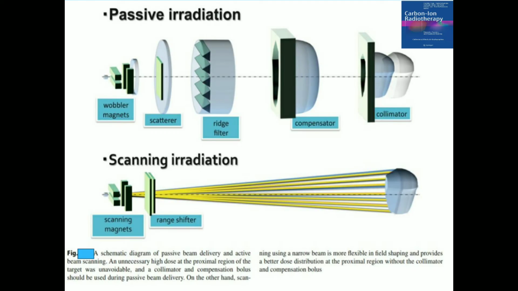Passive irradiation. This is a schematic diagram of passive beam delivery and active beam scanning. An unnecessary high dose at the proximal region of the target was unavoidable, and a collimator and compensation bolus should be used during passive beam delivery. On the other hand, scanning using a narrow beam is more flexible in field shaping and provides a better dose distribution at the proximal region without the collimator and compensation bolus.